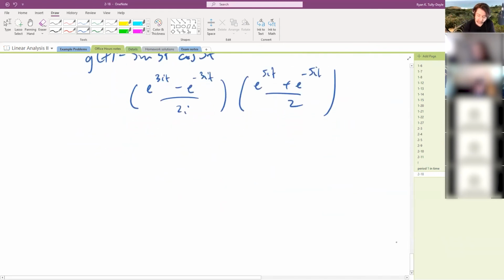If you multiply all this out, what you get is 1 over 4i times, I think, e to the 8it, and then there's going to be a minus e to the minus 8it, and an e to the minus 2it, and a minus e to the 2it.